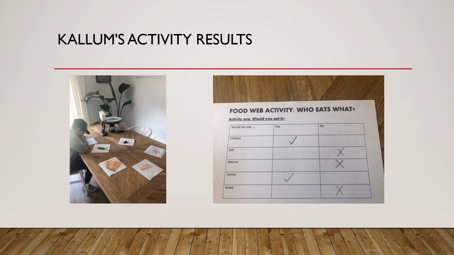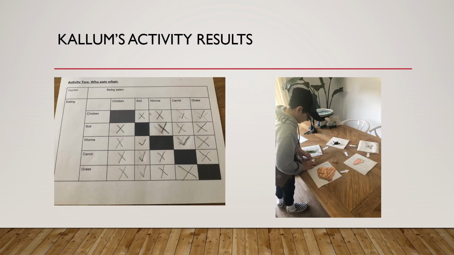For the activity, I had my brother complete it, and at first, he showed a good understanding of what he would and wouldn't eat, and filled out the table accordingly. As you can see, he filled out the table saying he would only eat the chicken and the carrot, and nothing else. However, when it came to matching producers and consumers, he struggled a bit, and it took him a little while to do it, as he was unsure what ate what.